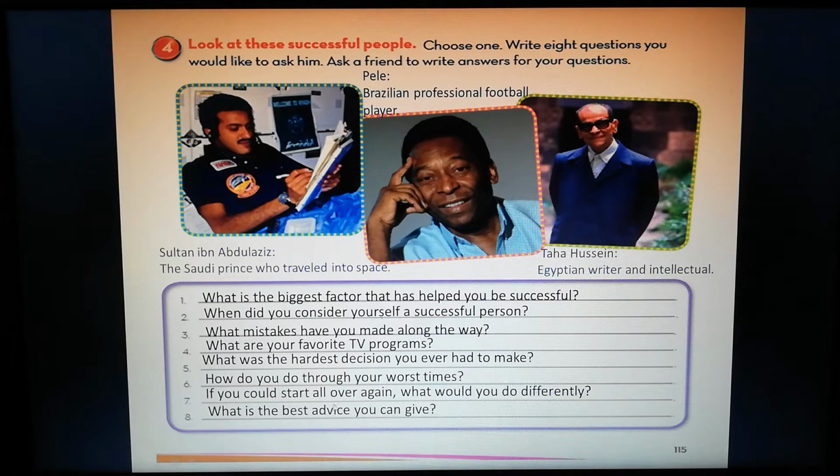Number 7. If you could start all over again, what would you do differently? Number 8. What is the best advice you can give?